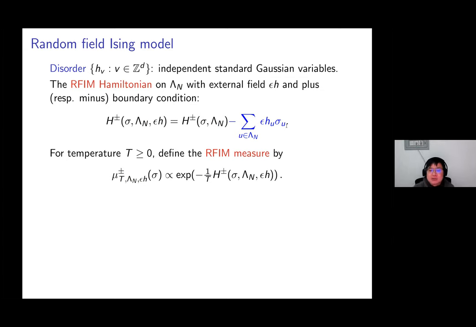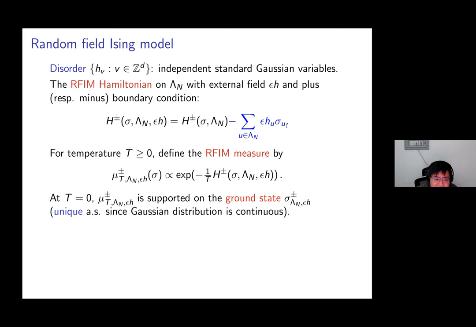Similarly, we can define the random field Ising model measure. The measure assigned to each configuration is proportional to the exponential of minus one over T times the Hamiltonian. It's just that now we use the random field Ising Hamiltonian. Maybe I should comment that this measure itself is a random variable, which depends on the disorder.